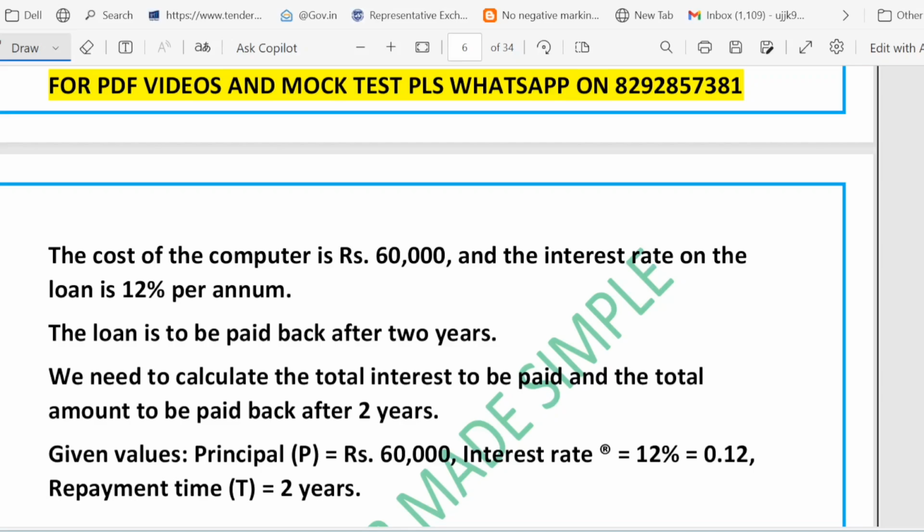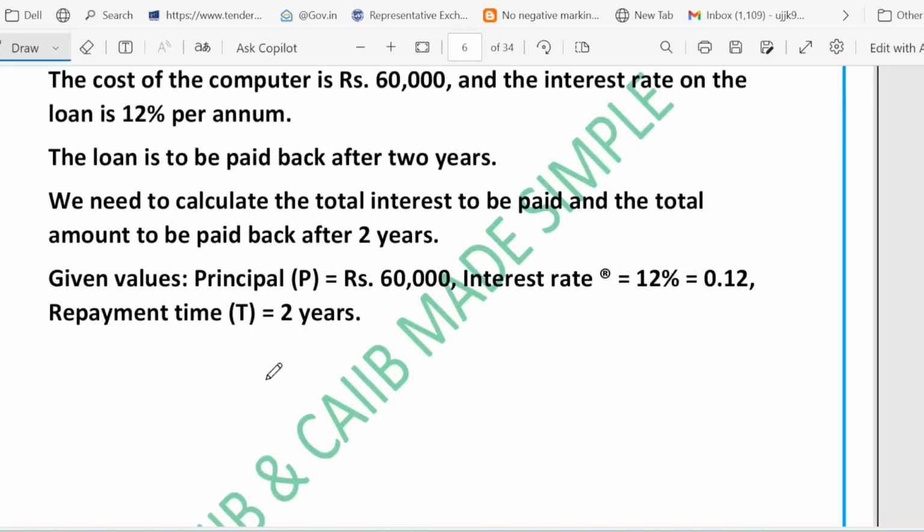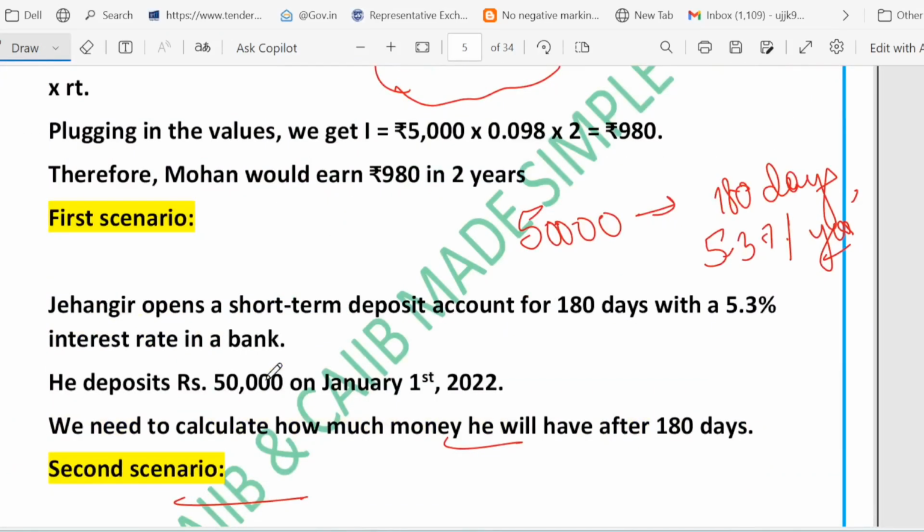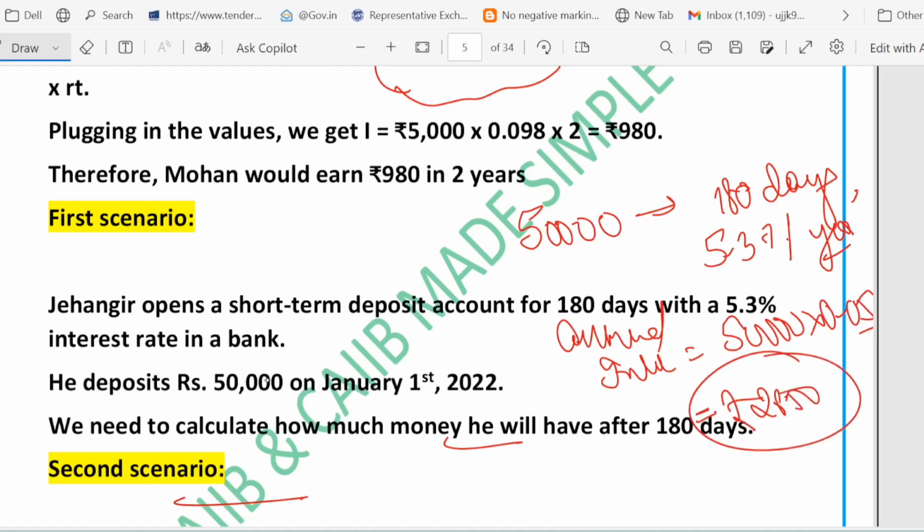So how to go about doing it? Let's see. Take the first case, the 50,000 one. So what will be the annual interest? This will be nothing but 50,000 multiplied by 0.053. That would give us 2650 rupees. That is the annual interest. Now, how much time is in a year? There are 365 days.